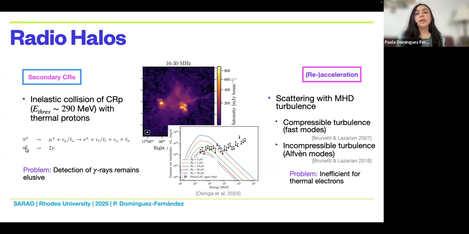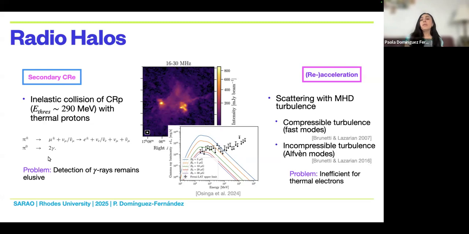The problem right here is that you would also produce neutral pions, which will decay to gamma rays. And of course, as we know, as of now, there is no really firm detection of gamma ray emission in galaxy clusters. So that's why people tend to talk about the reacceleration model.